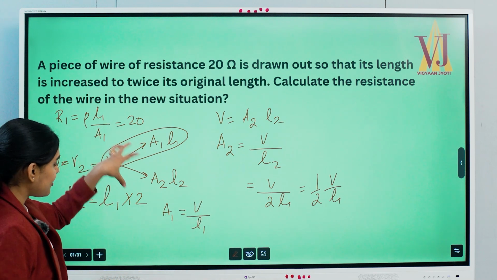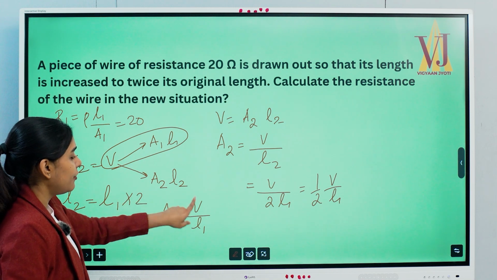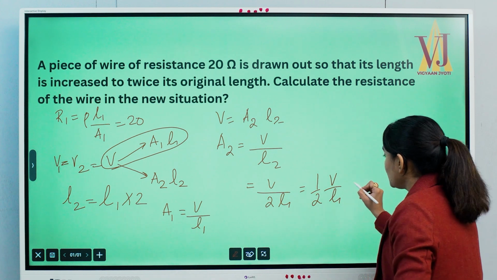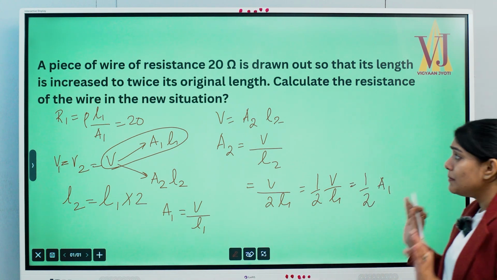Right? I can extract the relation with this factor, that if I want to find the area of the first case, then I will write V by L1, that means volume by L1. So don't you think here we are getting the same thing? So it's half of A1. Clear? It's pretty easy.